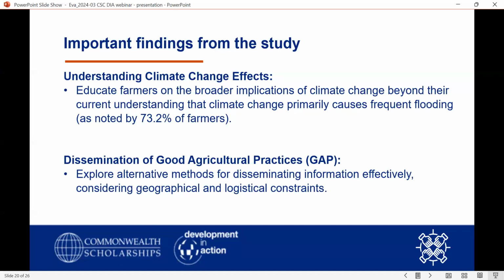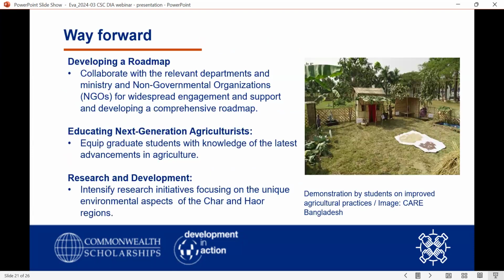Interestingly, the Department of Agriculture Extension of the Government of Bangladesh also has the same objective. They also want to disseminate good agricultural practices to remote communities. They know that they have disseminated all of these practices, but they are not aware that the last mile farmers we reach from our project are not aware of these practices. So we have explored alternative methods for disseminating information effectively, considering the geographical and logistical constraints of Chor and Haor. They didn't consider the remoteness of Chor and Haor. So this is our study findings.